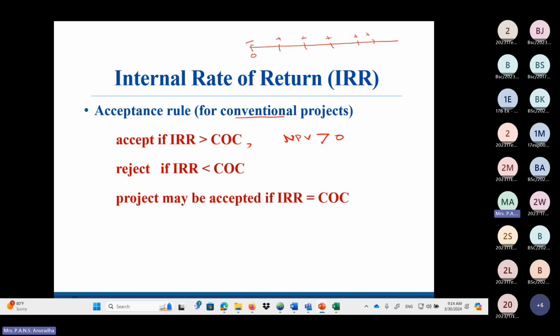So in a conventional type project, when the IRR is greater than the cost of capital, NPV is always positive, always greater than 0. When IRR is less than the cost of capital, NPV is negative, less than 0. When IRR is equal to the cost of capital, NPV is equal to 0. This relationship you can observe when you compare the IRR and cost of capital like this.